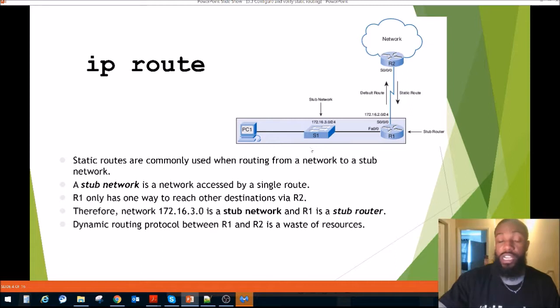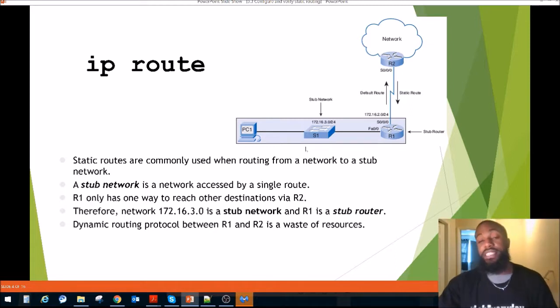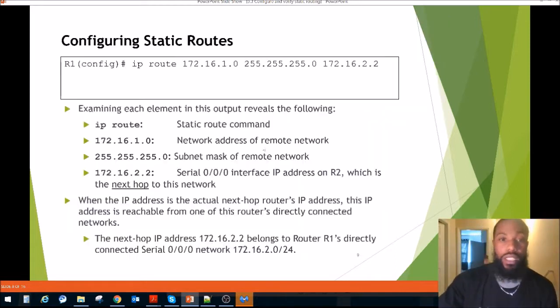If you want to pause it, whatever, or send me a message and I can email you these slides. Okay, this is how you configure a static route. Again, we've already done this. I'm gonna go ahead and skip this slide right here. This is a breakdown, actually.